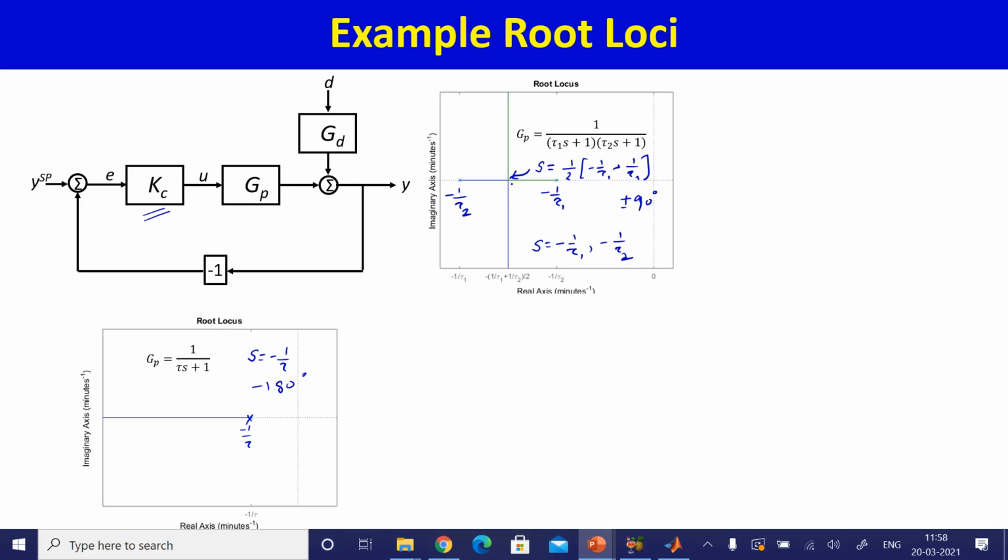Here is another way of getting it. The real axis intercept of the asymptotes is going to be the sum of the poles, minus 1 by tau 1 plus minus 1 by tau 2, divided by the number of asymptotes. So the number of asymptotes is actually 2. Therefore the real axis intercept of the two asymptotes is right in the middle, and therefore the root locus looks the way it looks as shown here.